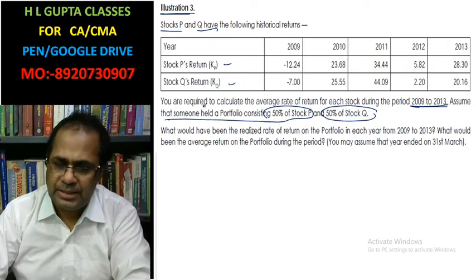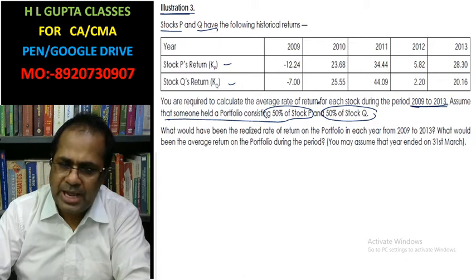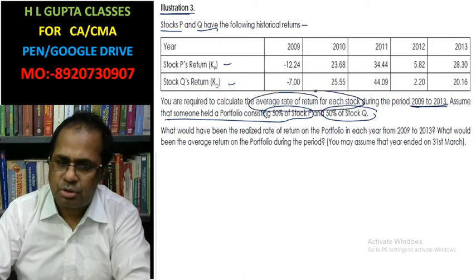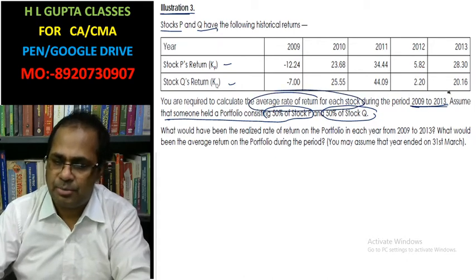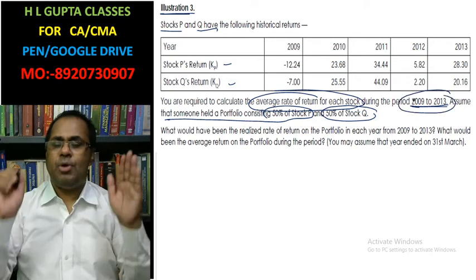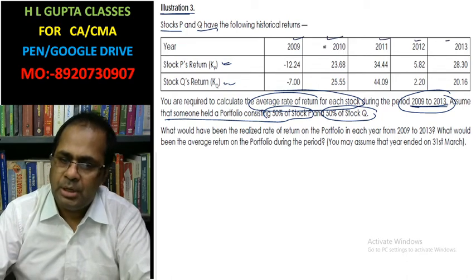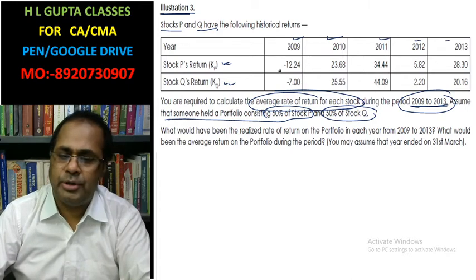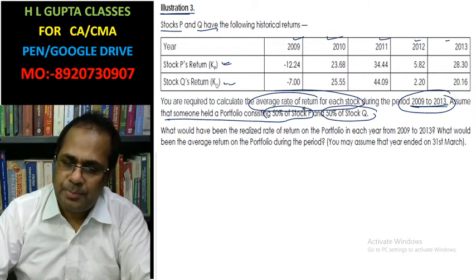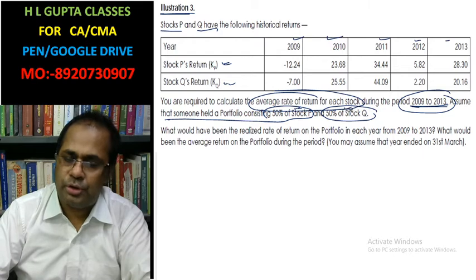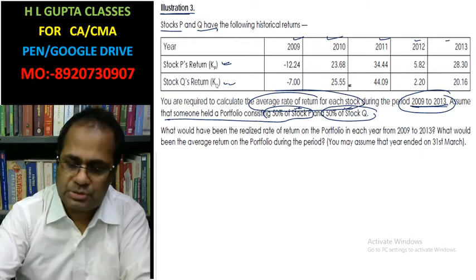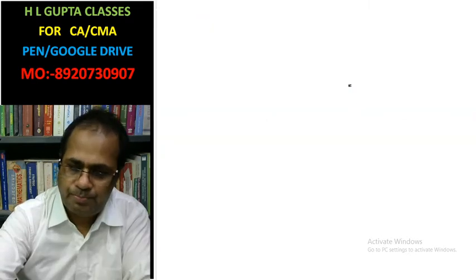In this case, you are required to calculate the average rate of return of each stock during the period. You have to add the whole return of P and the whole return of Q, and the number of years is 1, 2, 3, 4, 5. After getting the returns, you have to add, and thereafter you have to calculate the portfolio return. Let's go to the solution.